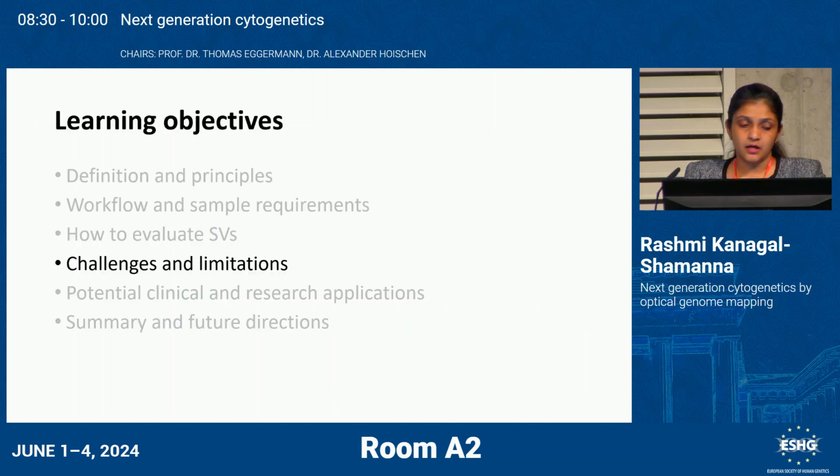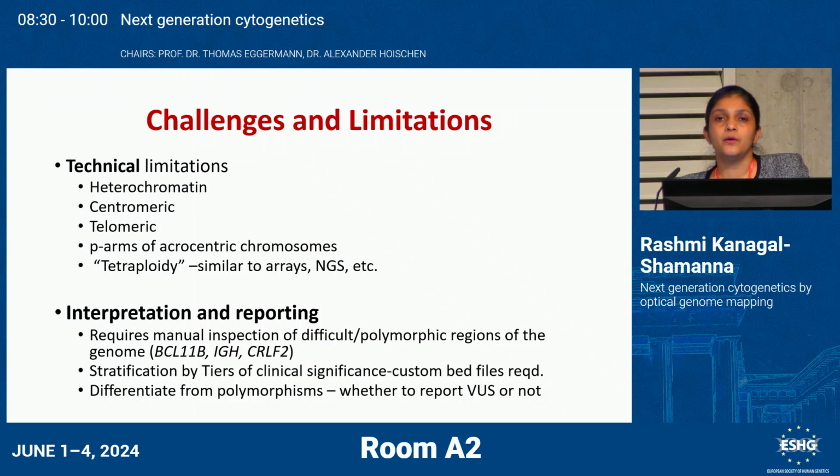Now, what are some of the challenges and limitations? Every technology has some challenges. There is no single technology that's perfect. So the technical limitations for the OGM is that we are not able to map the heterochromatin regions, only the euchromatin regions. The genomic regions near the telomeres and the centromeres cannot be determined. So this would affect the evaluation of Robertsonian translocations, for example. The P arms of the acrocentric chromosomes are generally not covered.